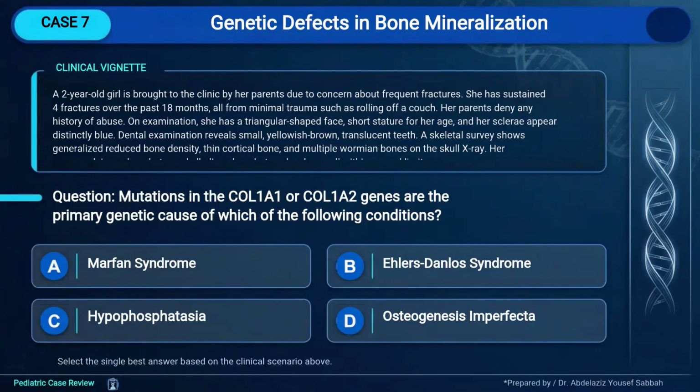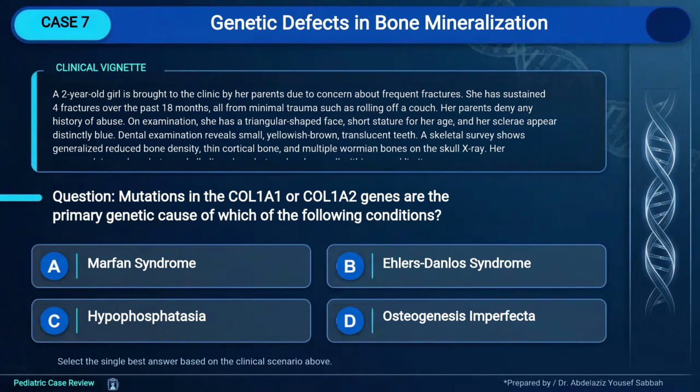Case 7. A 2-year-old girl is brought to the clinic by her parents due to concern about frequent fractures. She has sustained 4 fractures over the past 18 months, all from minimal trauma such as rolling off a couch. On examination, she has a triangular-shaped face, short stature for her age, and her sclerae appear distinctly blue. Dental examination reveals small, yellowish-brown, translucent teeth. A skeletal survey shows generalized reduced bone density, thin cortical bone, and multiple Wormian bones on the skull X-ray.